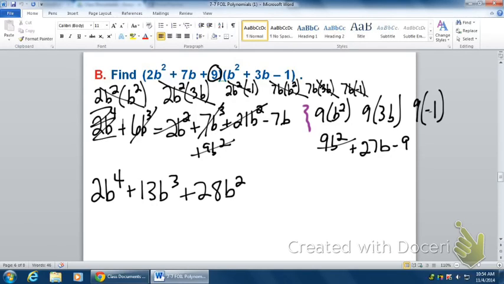Now it's time to combine my just plain old b's. I got a negative 7b, and then also I got a 27b. It's going to give you 20b. And then the old minus 9 at the end.